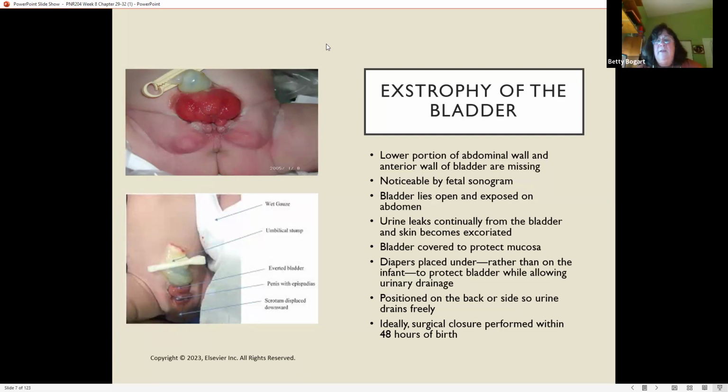It wouldn't work. And we fix this pretty quick because we don't want the bladder out there drying out, being exposed to the air, leading to infections, and then of course you're in overwhelming sepsis. So we try to do it quick.